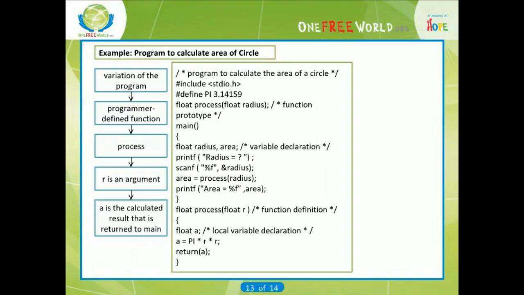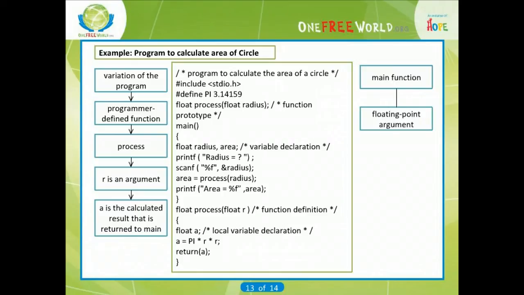A reference to the function appears in main within the statement area equals process radius. The main function is preceded by a function declaration, which indicates that process accepts a floating point argument and returns a floating point value. The use of functions will be discussed in detail later.